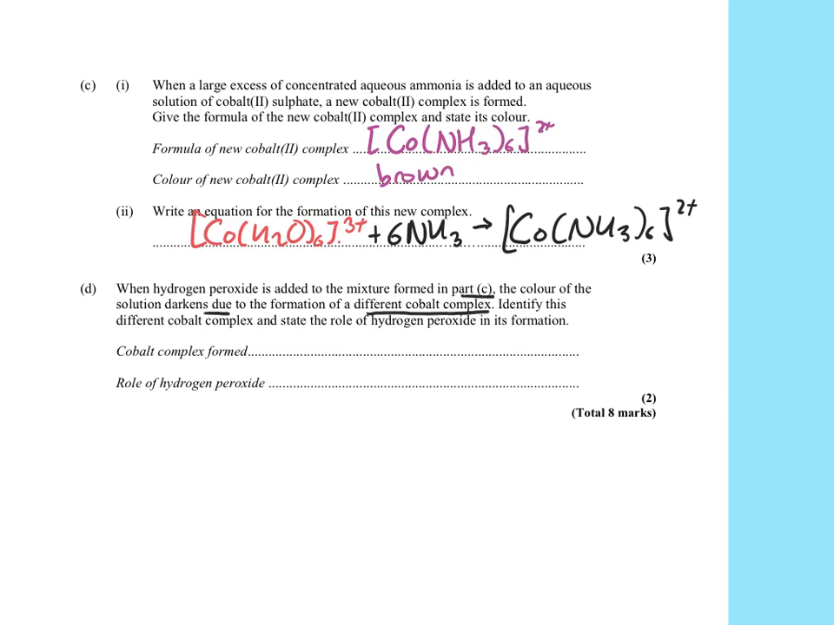Now when we add hydrogen peroxide to this mixture, the colour of it darkens due to the formation of a different complex, and we know hydrogen peroxide is an oxidizing agent. The same will happen in air. It will rapidly oxidize to [Co(NH3)6]3+, which is a dark brown colour.